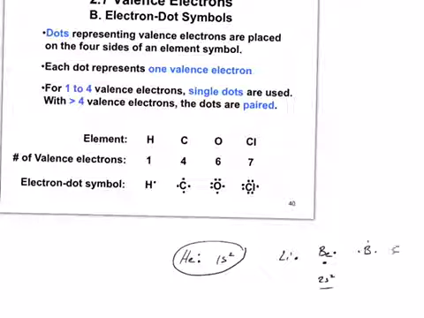Carbon, 4 electrons. Okay? So now I've used up all 4 sides. All 4 sides are used up. So when I go to nitrogen, I'm going to half fill my electrons, but I've got 5 valence electrons. I'm going to half fill, and then I'm going to start to pair. So it says, with greater than 4 valence electrons, we start to pair.